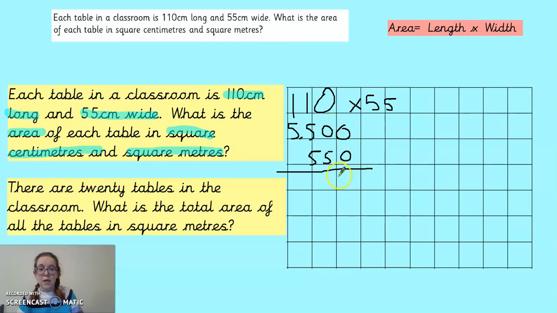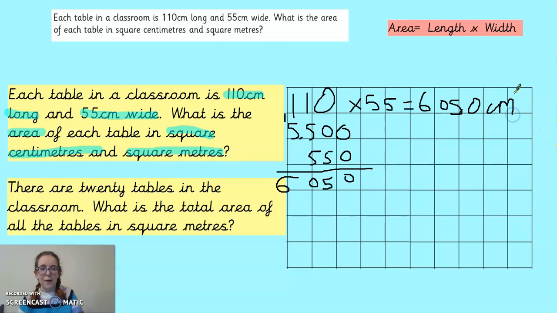So I've got 0 here, 50 here. Oh, I've got a 0 in my hundreds column, so I'm going to exchange that over here, and that's going to make 6,050. So I know that my area is 6,050 centimetres squared.